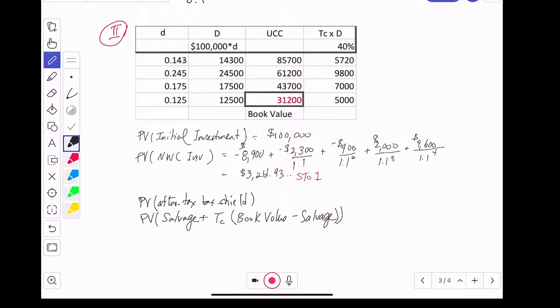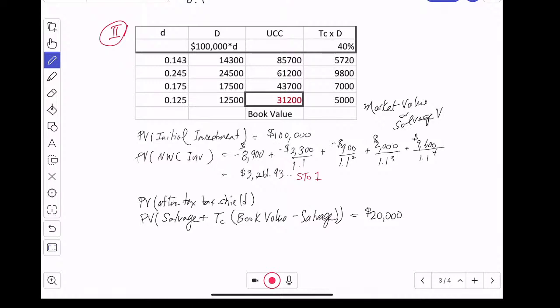In this case, we sold it for less than it's worth because it was only 20,000, but the book value is 31,000. So just make a note that the market value is an estimate. We don't know for sure, but that's what we estimate for the purpose of this analysis.